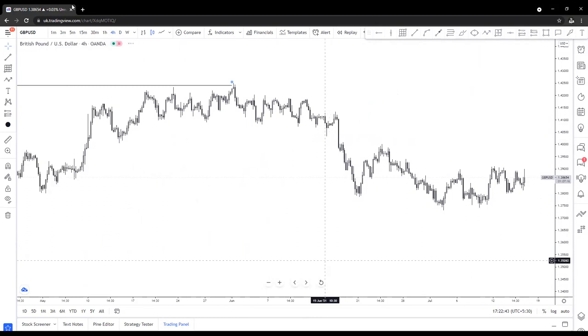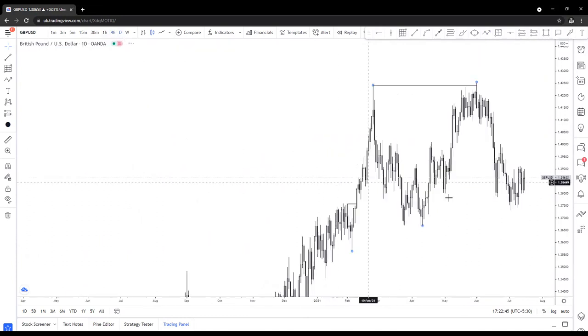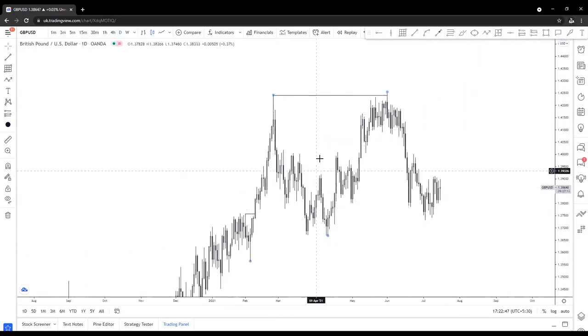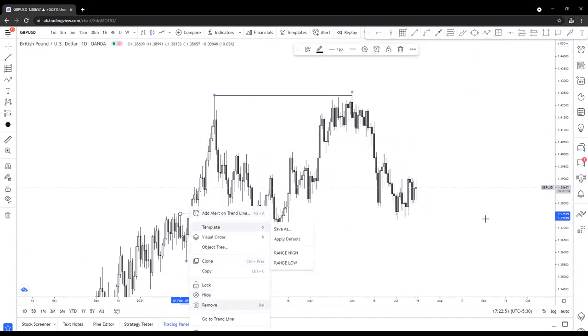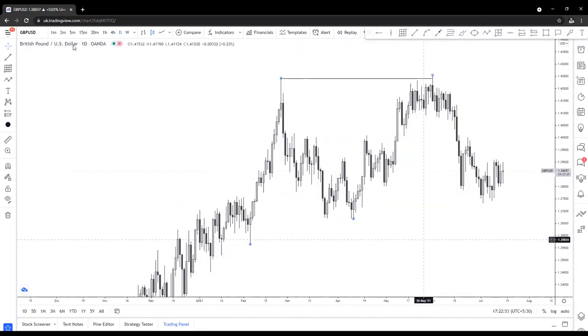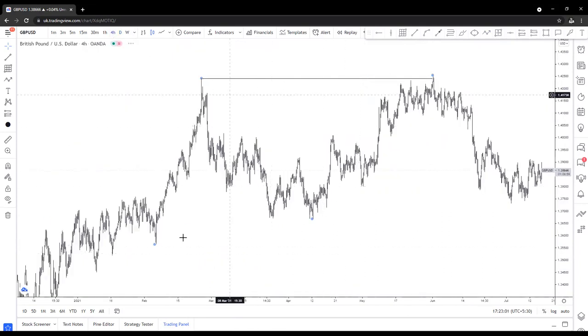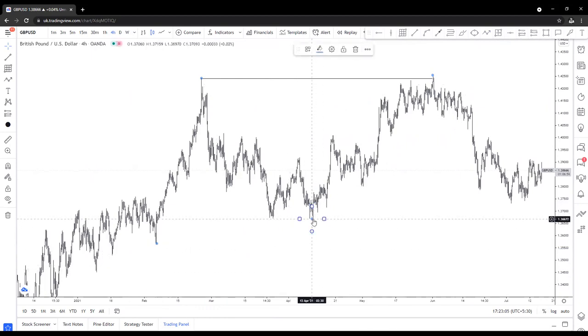Now we know we're at a discounted price on the weekly time frame, and we have this determined on the daily time frame. This is what I do on the weekly and the daily. Then I go to the 4 hour, and on the 4 hour is where I mark my liquidity.